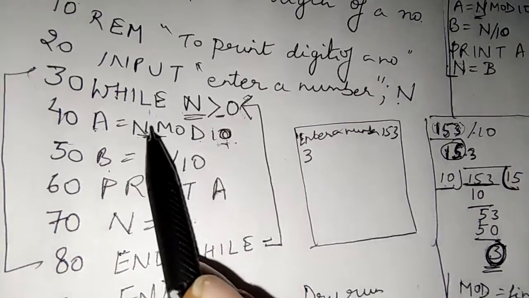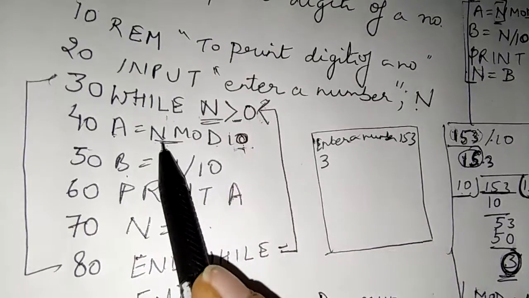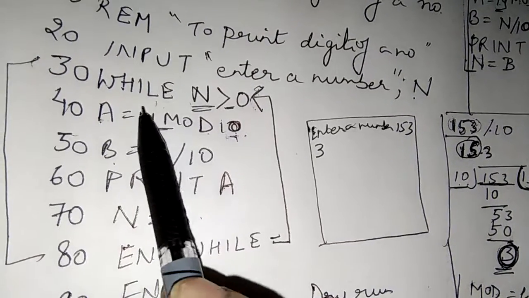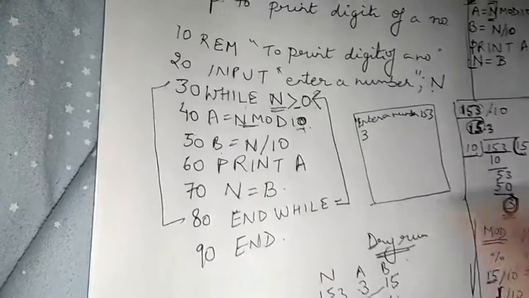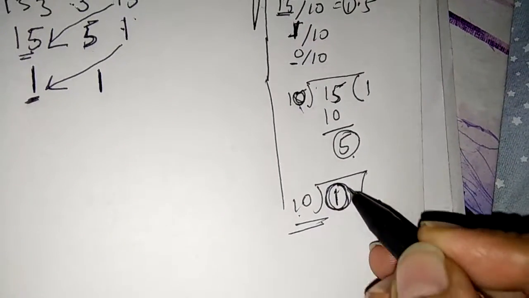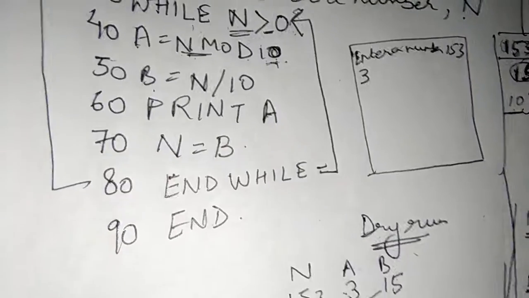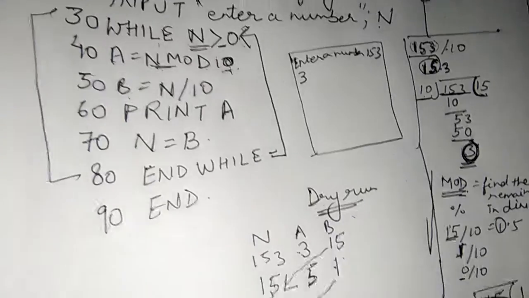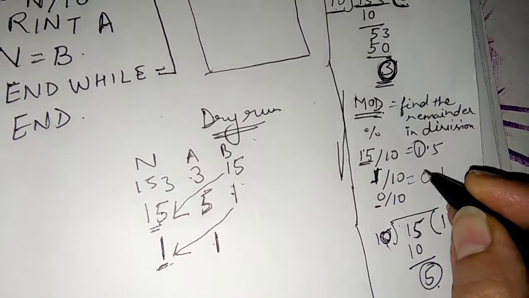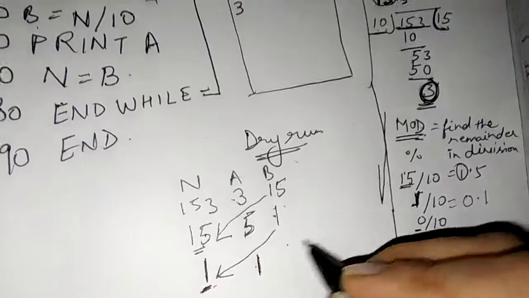Suppose it is 1, 2, 3, 4, 5, 6, 7, 8, 9, up to 9, the remainder will remain the same number if it is less than the divisor. This is the function of the modulus operator. Because it cannot be divided, this is the remainder itself. So a is n mod 10, n is 1. 1 mod 10 is 1 itself. Now b is 1 divided by 10. Now 1 divided by 10 means 0.1. It means the whole number we take is 0.